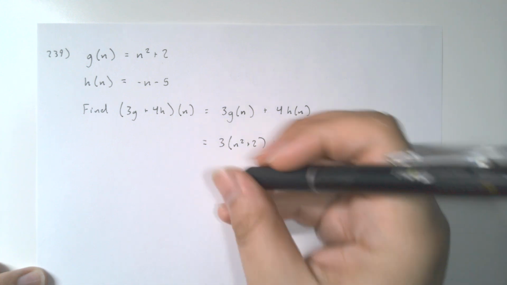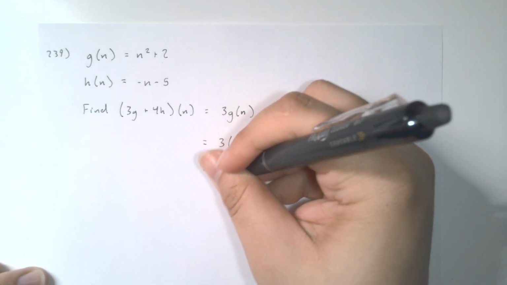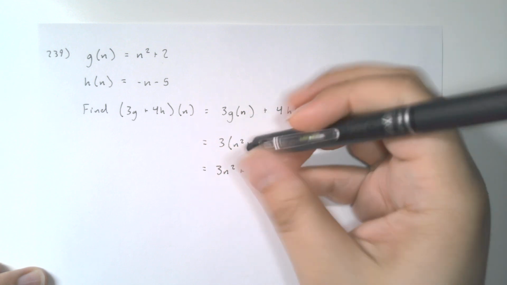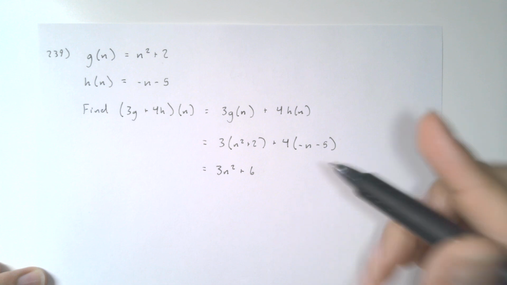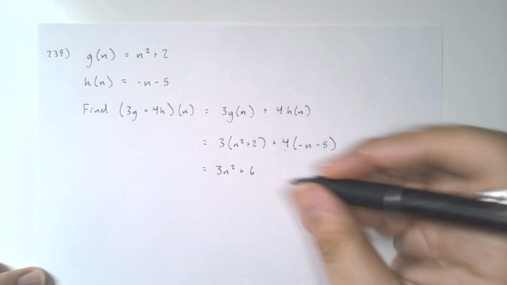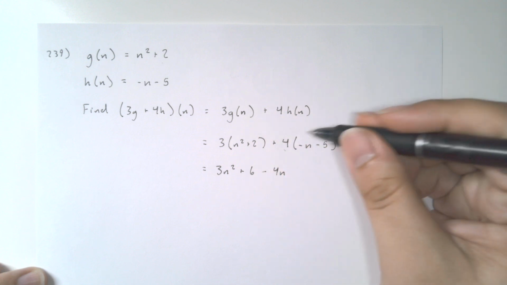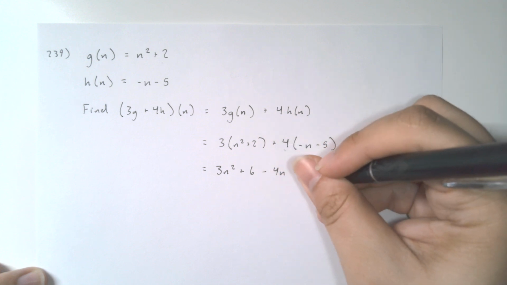We just want to multiply this together. We have 3n squared plus 6, not a minus. And then we have 4 times negative n. Okay, so it was a minus, never mind. Minus 4n, and then 4 times negative 5 is negative 20.